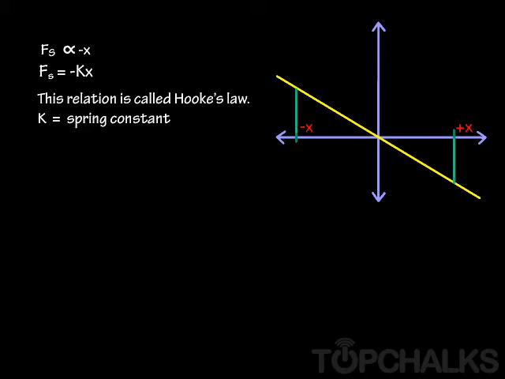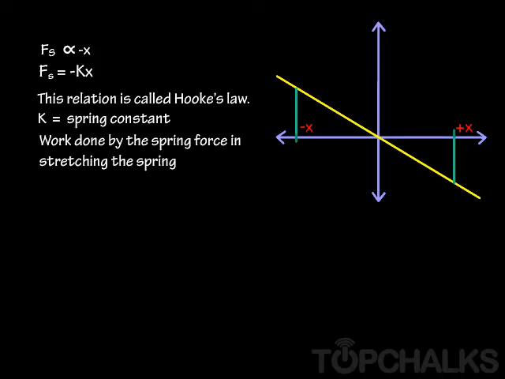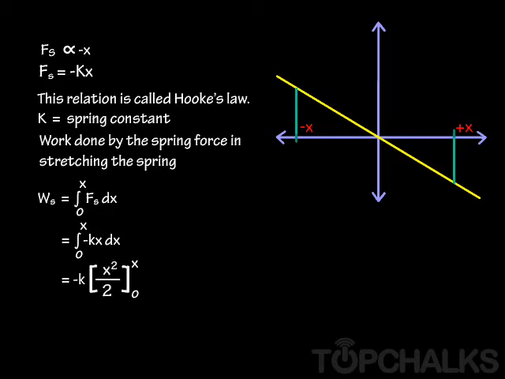So the work done by the spring force in stretching the spring can be calculated by integration. As you see, the spring force is a variable force. So work done by a variable force is calculated by integration, limits 0 to x, and the spring force is minus kx. So the integration of minus kx dx, k is the spring constant, integration is with respect to x, so the integration of x dx is x square by 2, limits 0 to x, and after putting the limits, this is minus kx square by 2, right?